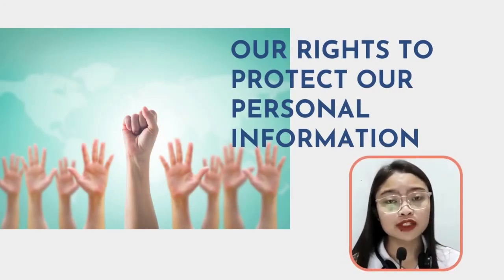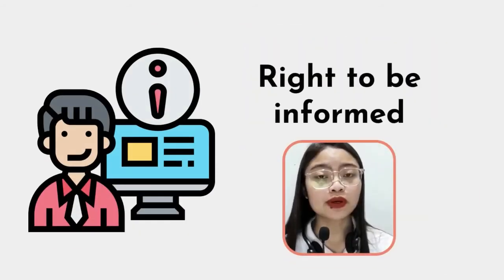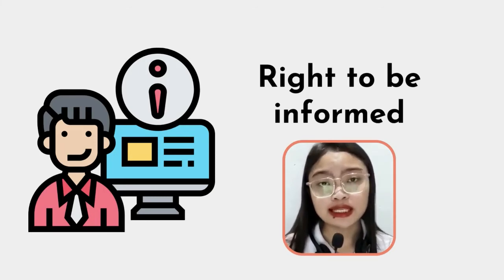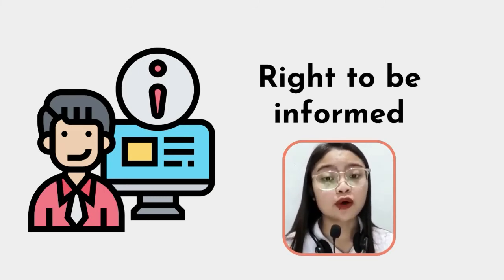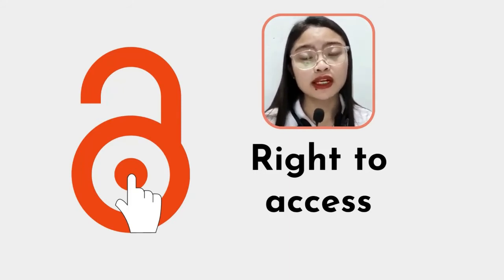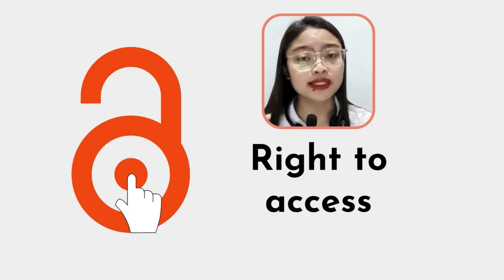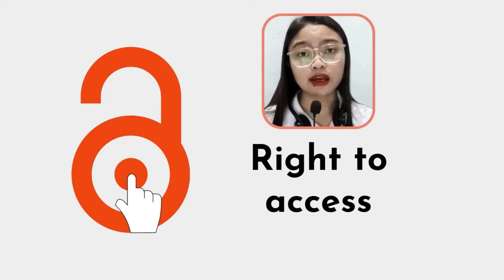Now, in order for us to protect our personal information, we need to know our rights. What are they? First is our right to be informed. Your personal data should not be collected and processed without your permission. Second, the right to access. This is commonly referred to as subject access. It gives individuals the right to obtain a copy of their personal data, as well as other supplementary information. It helps individuals to understand how and why you are using their personal data and check you are doing it lawfully.